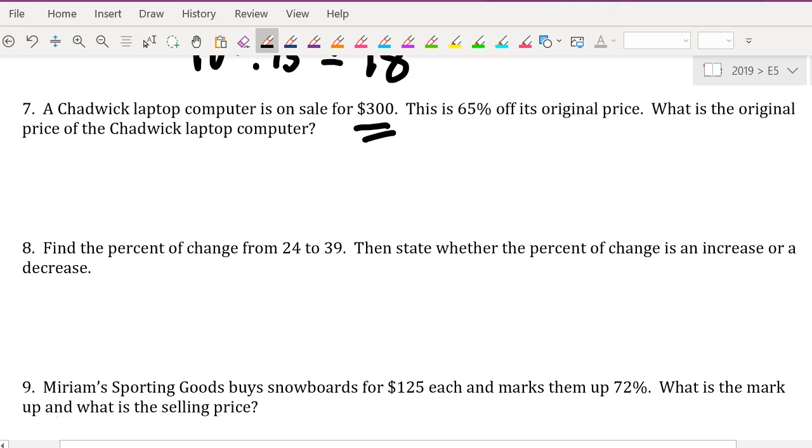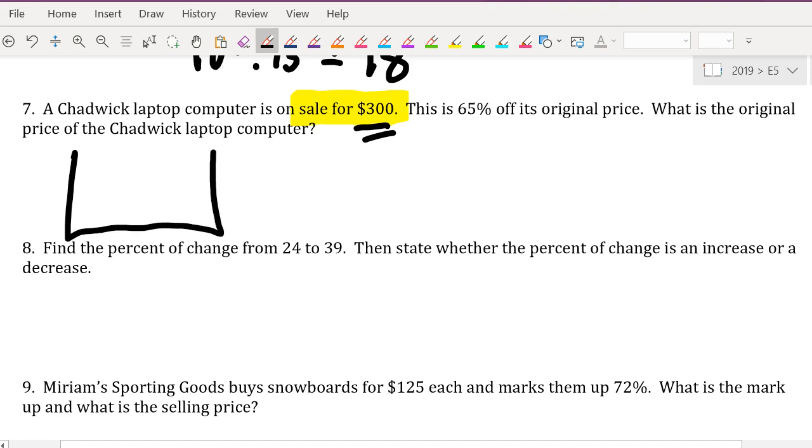A Chadwick laptop is on sale for $300. This is 65% off its original price. All right. So this is really one of the hardest problems on the whole test. If they give you the sale price, then you know it's going to be one of the hardest questions on the test. They didn't give us the original price. They gave us the sale price.